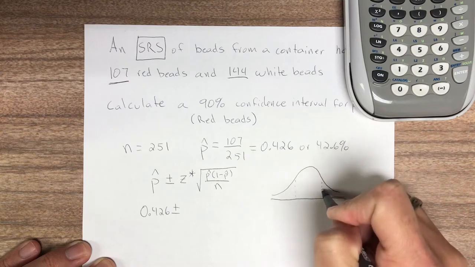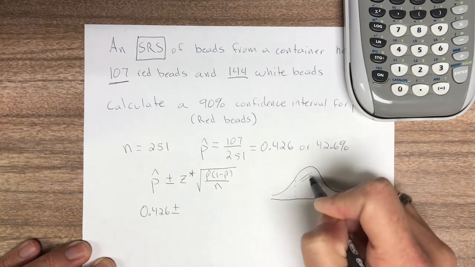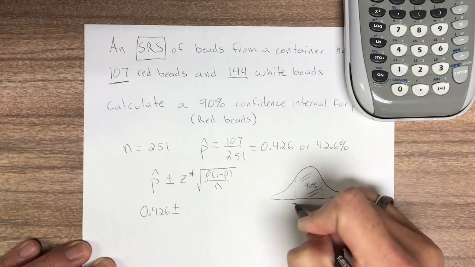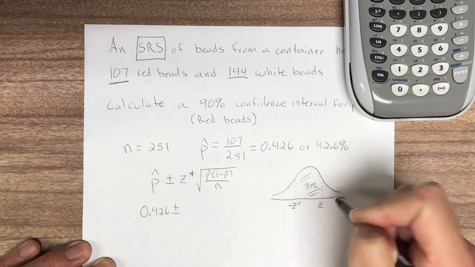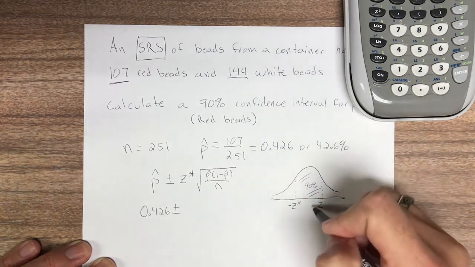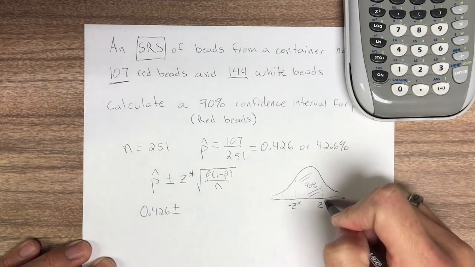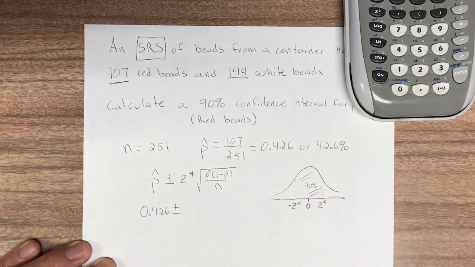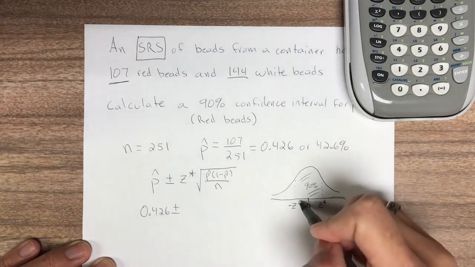So I'm going to draw my area. So all of this area will be 90% right in the middle. We are looking for this C star, and remember that the density curve is symmetrical. So we do have a negative C star, a positive C star, and right in the middle we have the mean, which is 0. So we need to find one of those C stars.